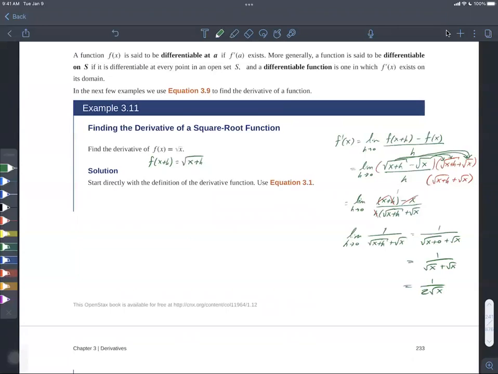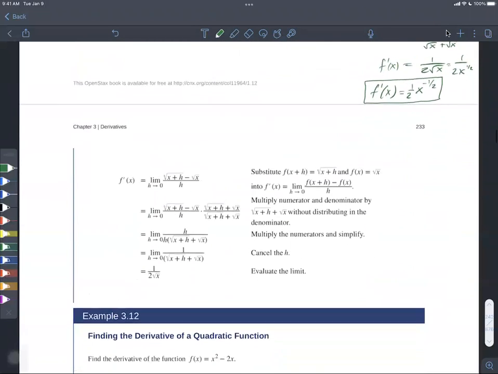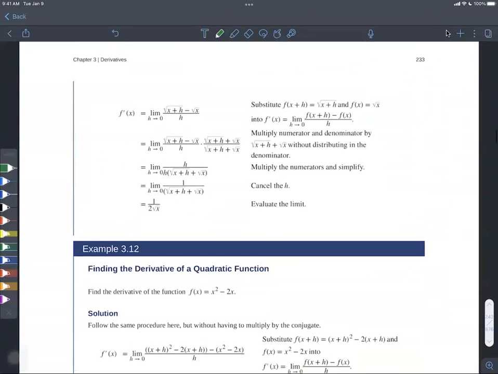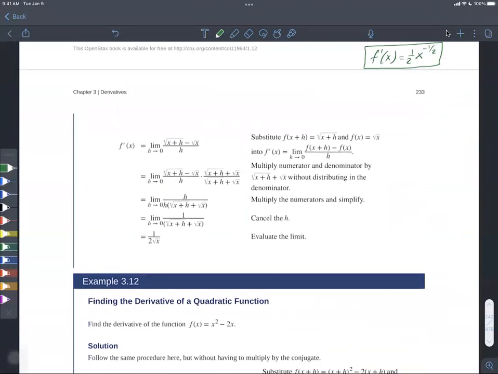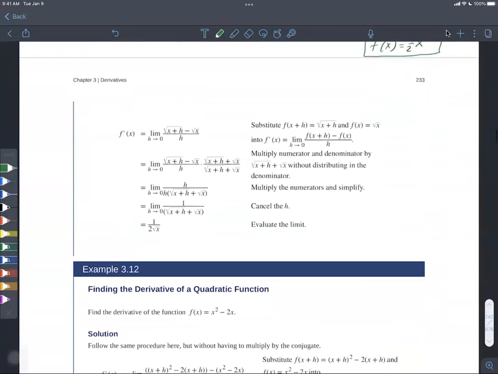This is the derivative function here, f prime of x. If we wanted to rewrite this, keep in mind that this is 1 over 2 times x to the 1/2. So we could also write this as 1/2 times x to the negative 1/2. All right, and there's our derivative function. Exactly what they got.